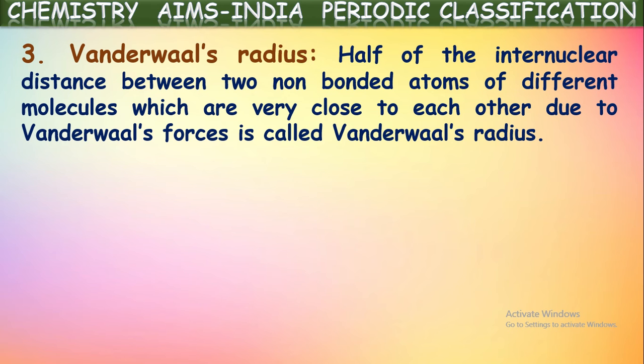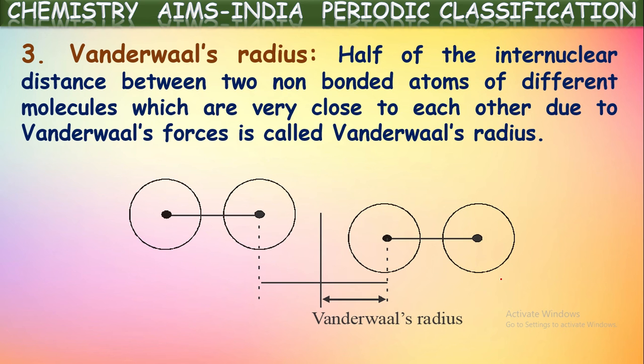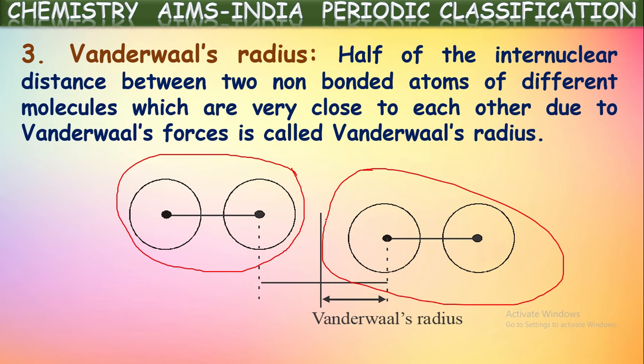Then the distance between those two is considered as van der Waals distance, and half of that is considered as van der Waals radius. See here, for example, it is a molecule and it is also one more molecule. Actually, these two molecules have no bonding at all. When these two come close to each other, one atom of one molecule may be attracted by another atom of another molecule. Then between these two, we can say van der Waals forces are existing. Now, if the distance between these two is calculated, half of this distance is taken as van der Waals radius. Okay.